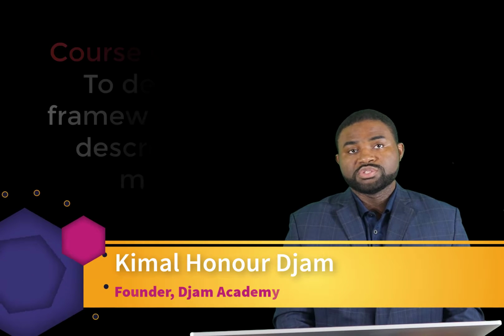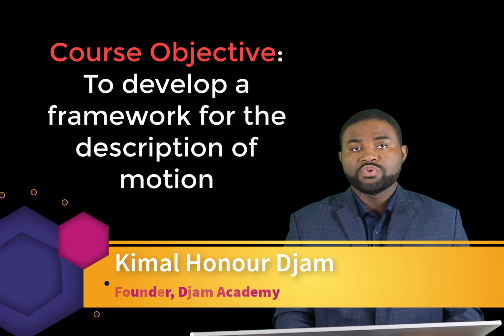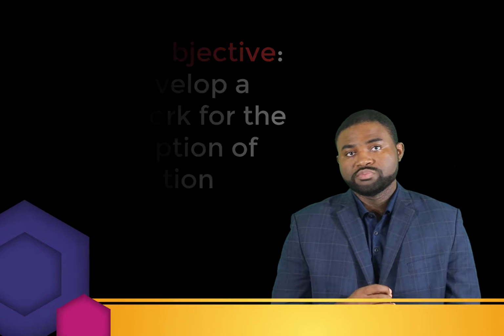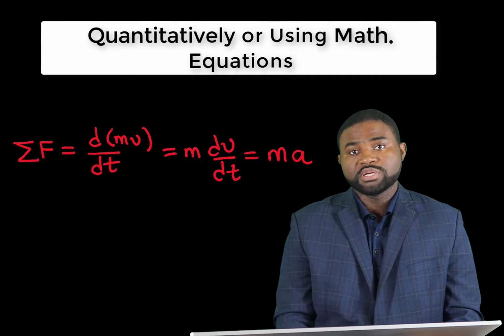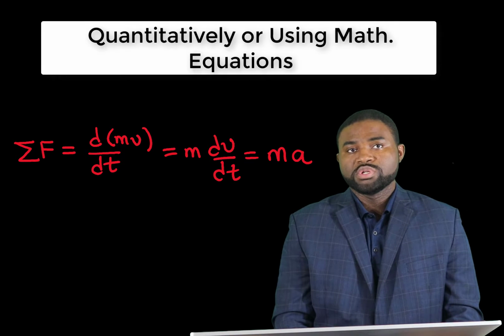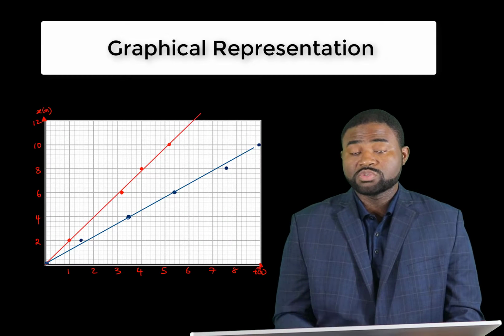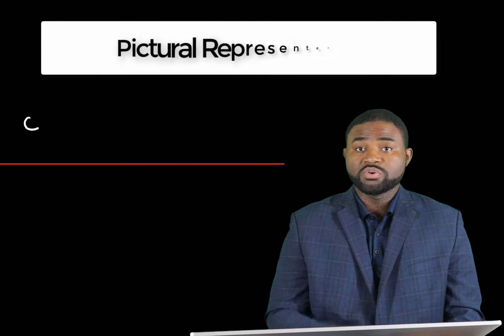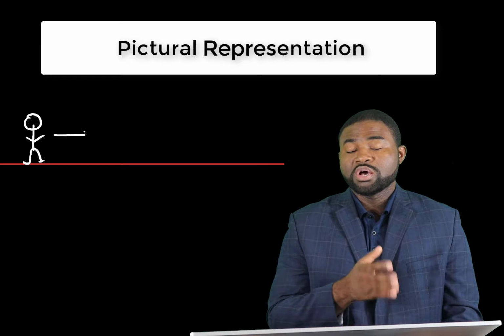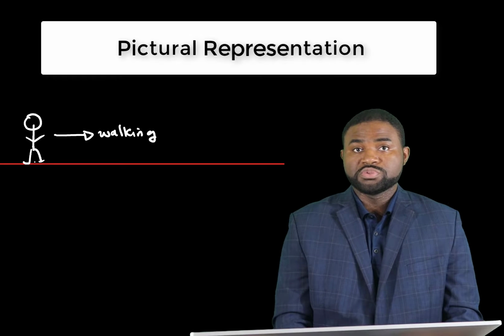The overall objective of this lesson is to develop a framework for the description of motion. When I talk about the description of motion, I mean that we will describe the motion of an object quantitatively with the use of mathematical equations. We will describe the motion of an object graphically with the use of graphs, as well as pictorially. That means that we are going to actually draw out how the object moves from one point to another.